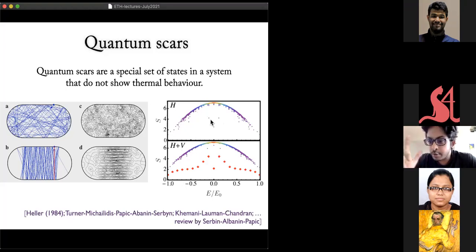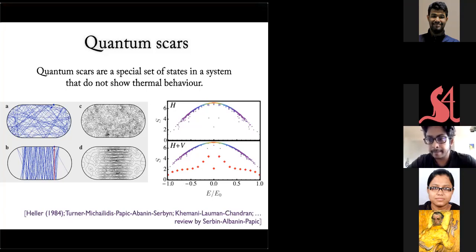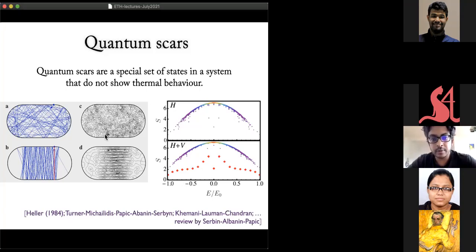So over here you're creating scars by changing the potential. But in the stadium problem, you're not doing anything new. Even with this potential itself, you can find some scars. Is that clear? Because I'm saying that this is already an analog of this. Even with this stadium potential, you can find some scars.